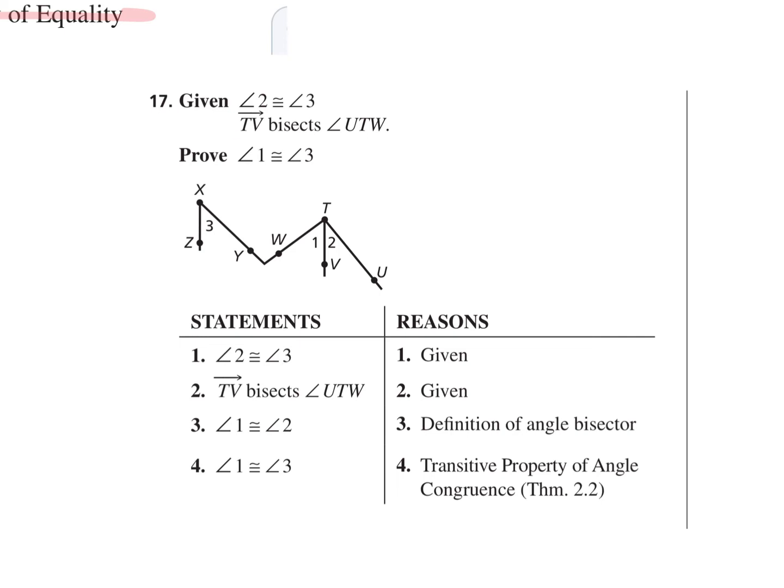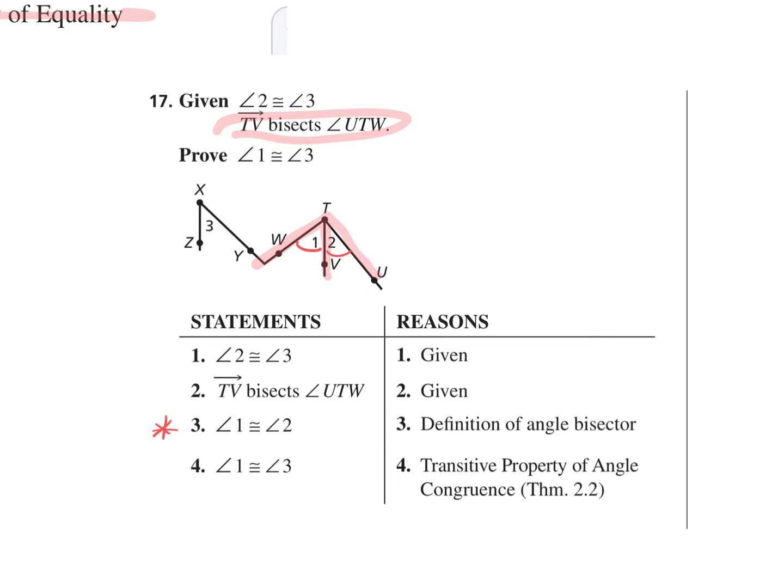Well, anytime they give us information about something bisecting something or being a midpoint, you need to bring in that definition. And when something is bisected, and this is the angle they're referring to, angle UTW has been bisected by TV. So that tells me that angle 1 is going to be congruent to angle 2. I need to get that statement, angle 1 congruent to angle 2, in my proof, and my reason is going to be the definition of an angle bisector.